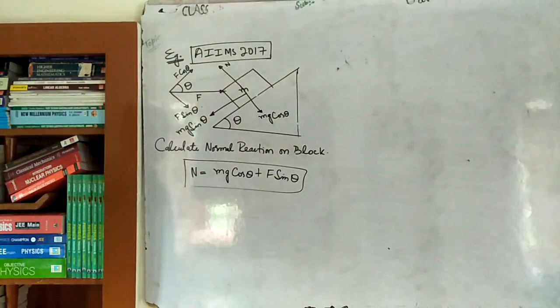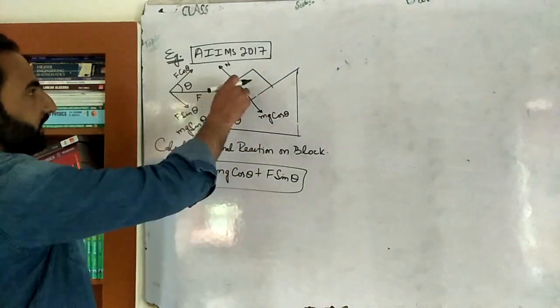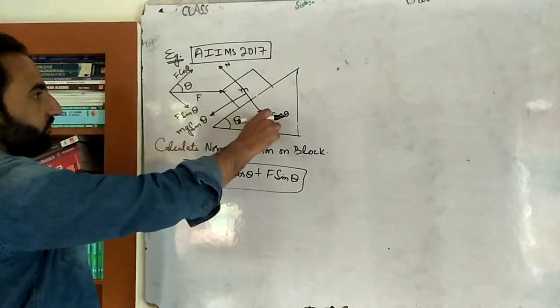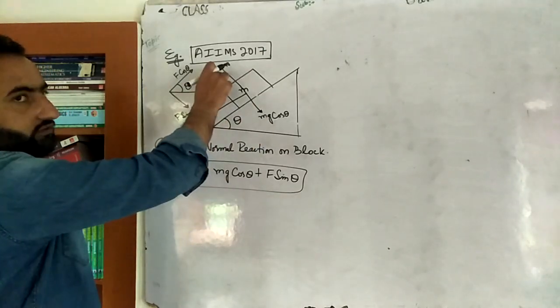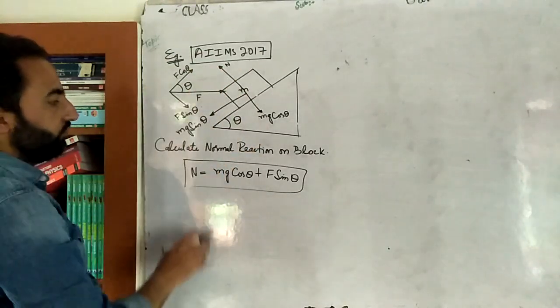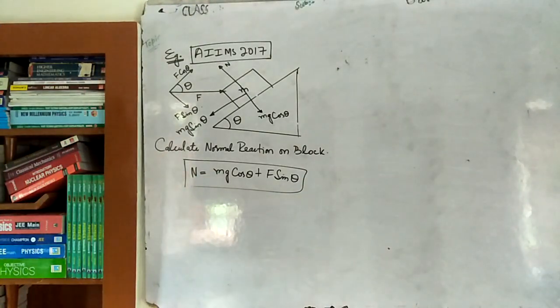Here is the answer. Okay beta? We have resolved mg into 2 and F into 2. Then in this direction there is the normal reaction. Downwards is mg cos theta. Downwards is F sin theta. So this plus this must be equal to this, so that the net force along this is 0. So the answer is this. Okay. So please write it down.